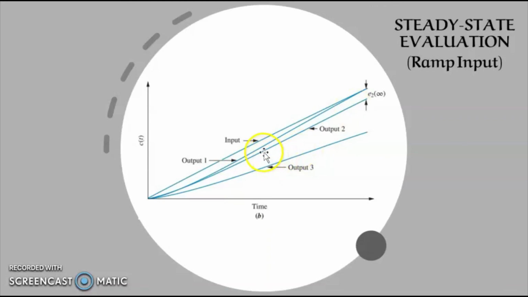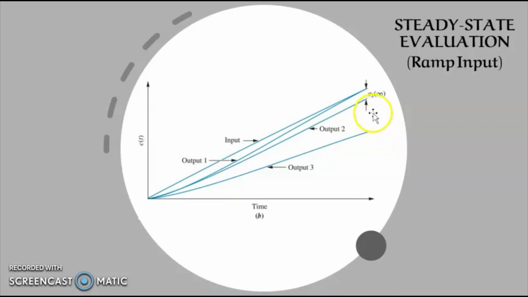But there's another possible output where you have a similar slope to the input, but you have this vertical difference. So this is considered your finite steady state error. To calculate that difference, you look at the vertical difference between the input and the output. That's the possible output 2. Another possible output is output 3, where the slope is completely different and it doesn't reach the input. It deviates and goes to infinity. So in this case, the steady state error is infinity.